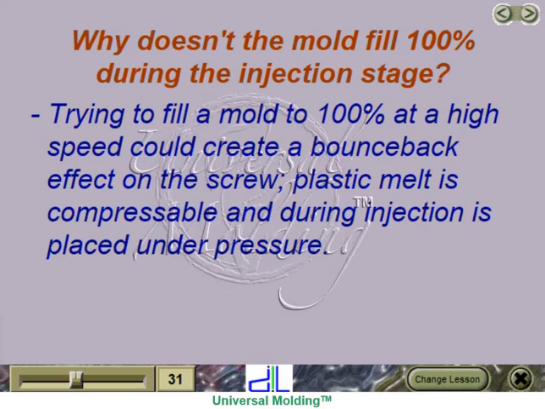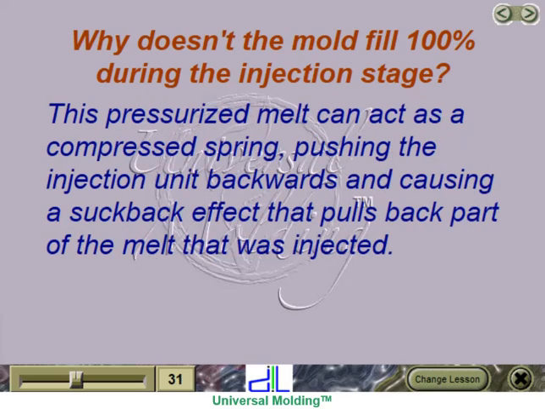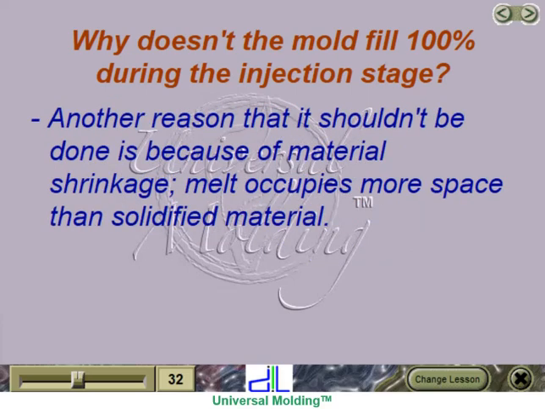Plastic melt is compressible and during injection is placed under pressure. This pressurized melt can act as a compressed spring, pushing the injection unit backwards and causing a suck-back effect that pulls back part of the melt that was injected. Another reason that it shouldn't be done is because of material shrinkage. Melt occupies more space than solidified material.